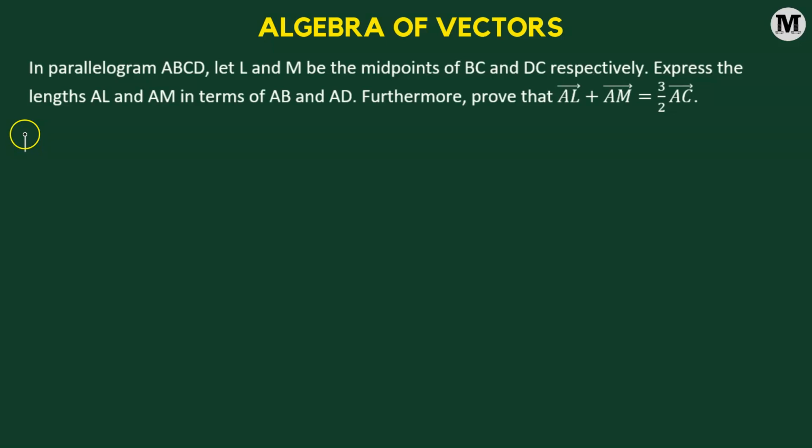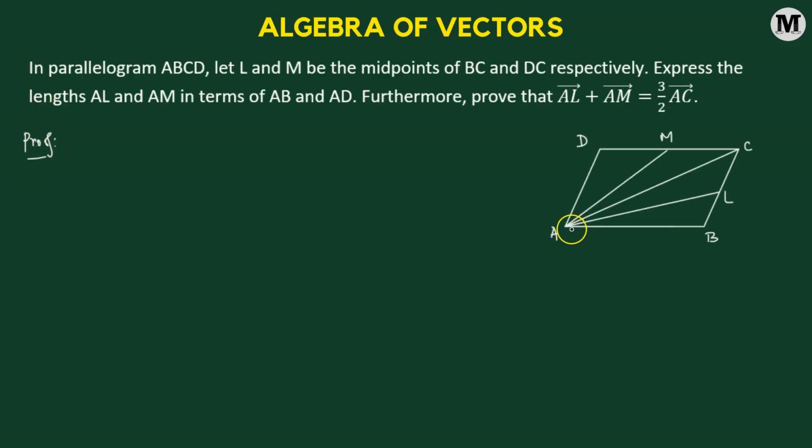Okay, let us begin. First, we'll try to understand the problem graphically. So we begin by considering a parallelogram with vertices A, B, C, and D. Here, L is the midpoint of the side BC and M is the midpoint of the side DC. So we join AL, AM as well as the diagonal AC of the parallelogram.